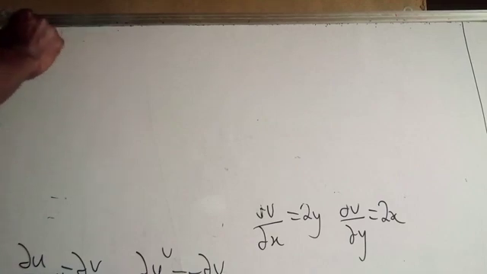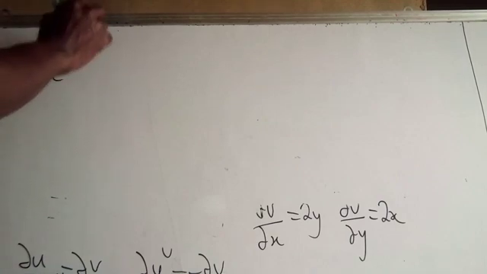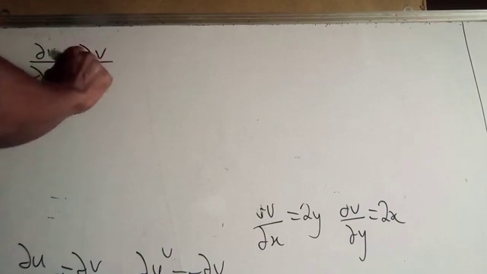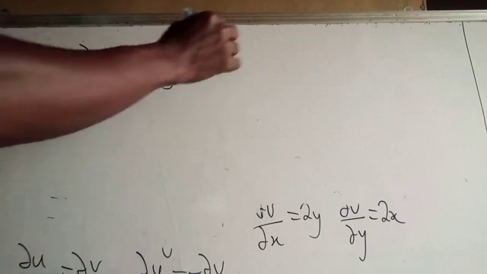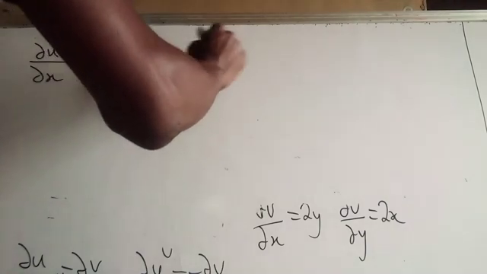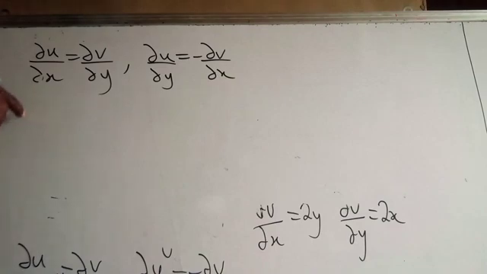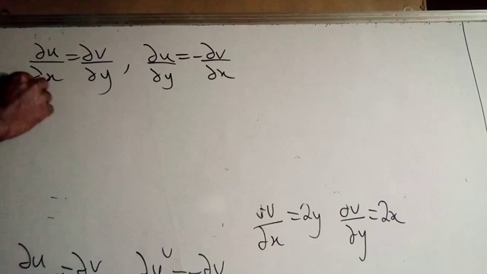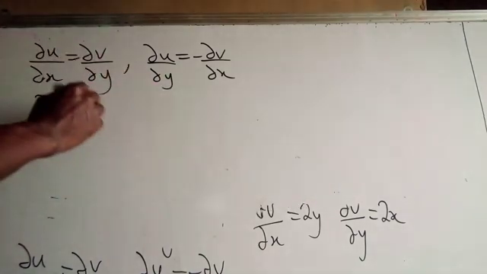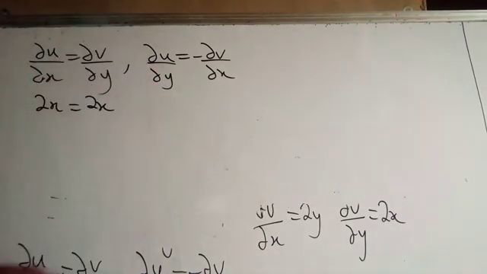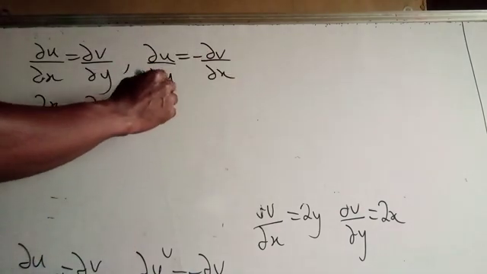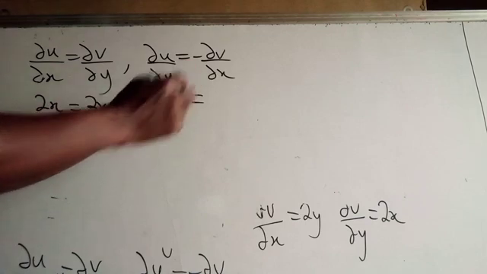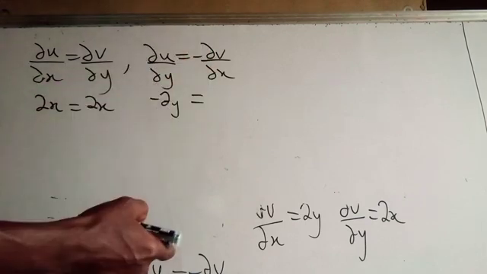So we want to check: is the partial derivative of u with respect to x the same thing as the partial derivative of v with respect to y? And is the partial derivative of u with respect to y the same thing as minus the partial derivative of v with respect to x? So the u dx in our case was what? 2x. We got 2x, which is the same thing as dv dy, 2x. That's beautiful. That's correct. Now the u dy in this case we got minus 2y, equals minus dv dx. Our dv dx was what?